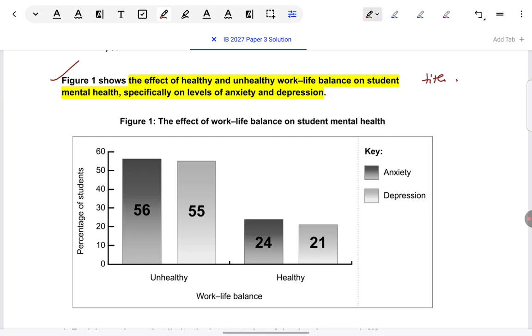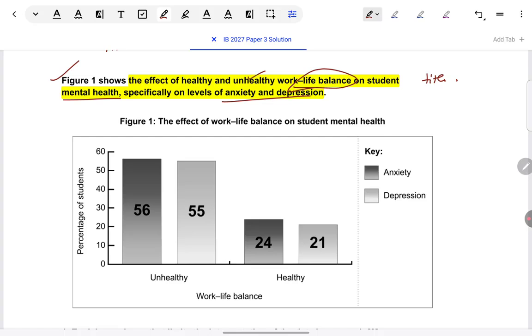So, after you've read the figure name, ask yourself peacefully, it takes only a few seconds, what is this figure about? Only if you can answer this question, then go further into the figure. So, what is this figure about according to me? This figure is showing work life balance, meaning how students balance between their studies and their personal life, and how that affects their mental health. Specifically, does that increase the anxiety and depression in some way?